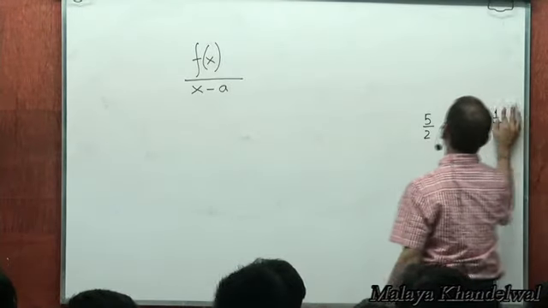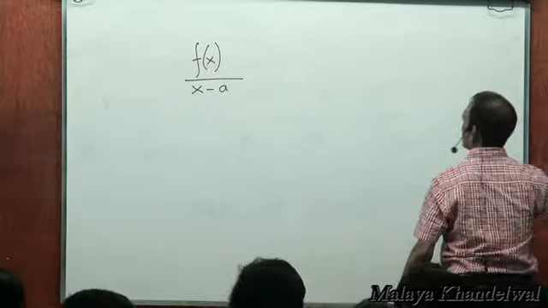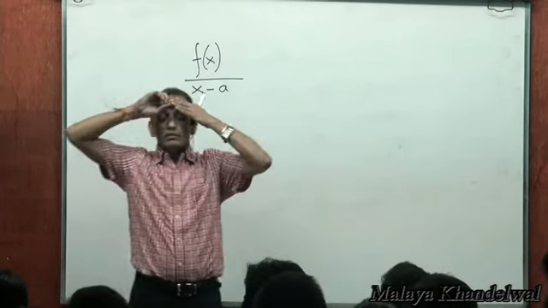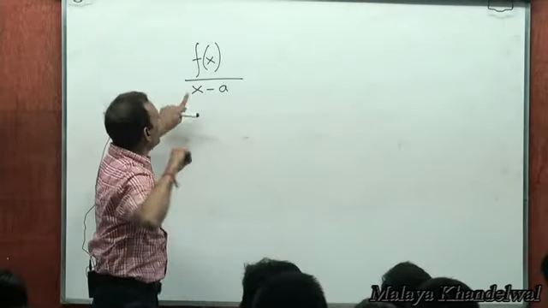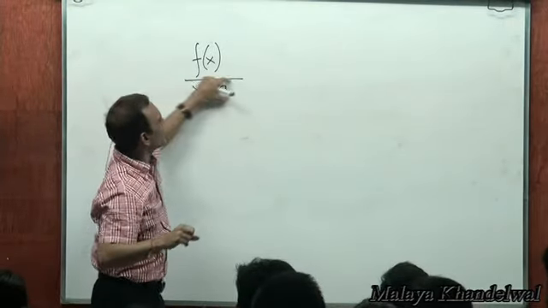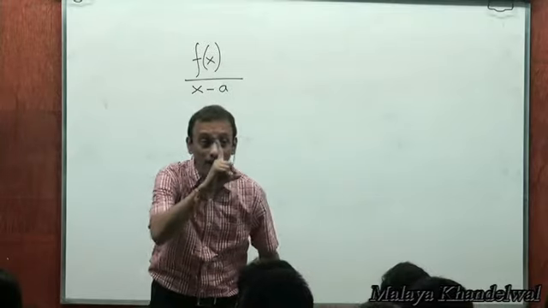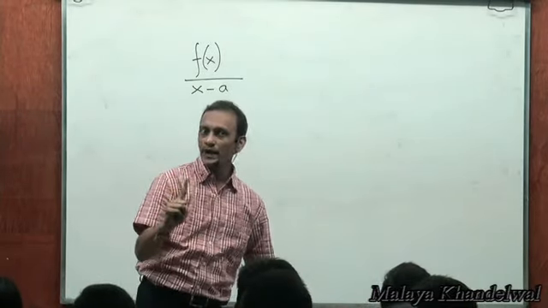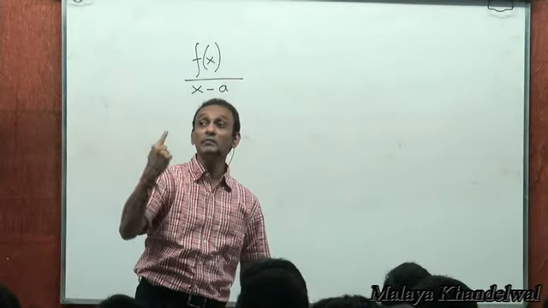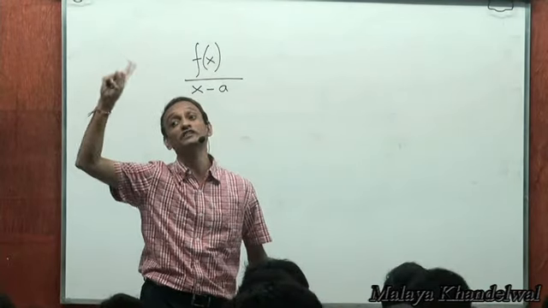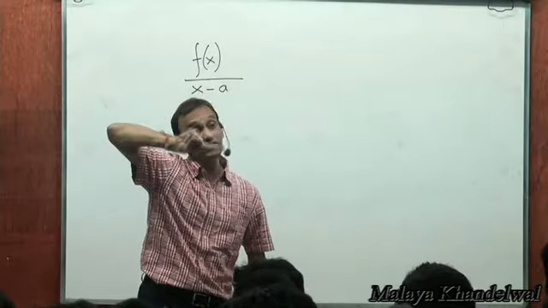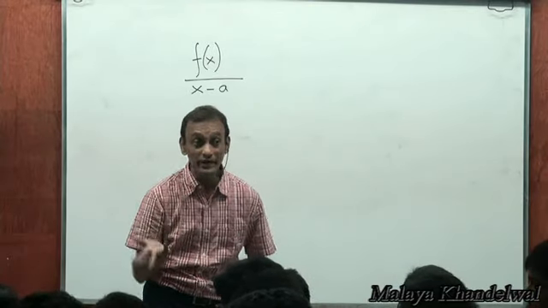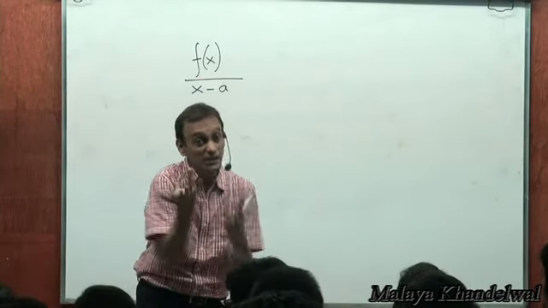Now, if I have, this is x minus a is a polynomial of degree 1. It's a polynomial of degree 1. When you divide by a polynomial of degree 1, the remainder would be 1 degree less than the divisor. The remainder will always be 1 degree less than the divisor. That means the remainder would be of degree 0. That means it will be a number.